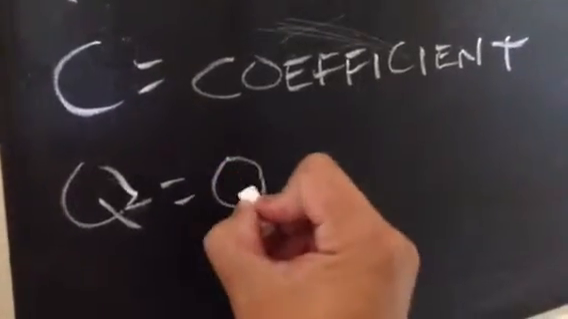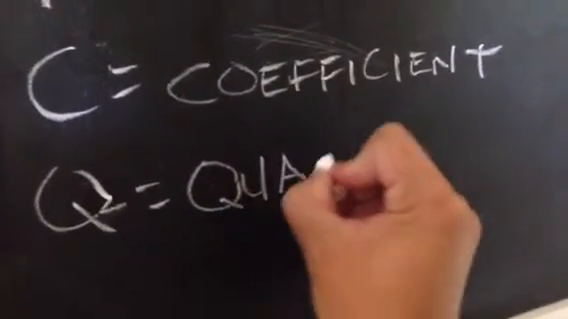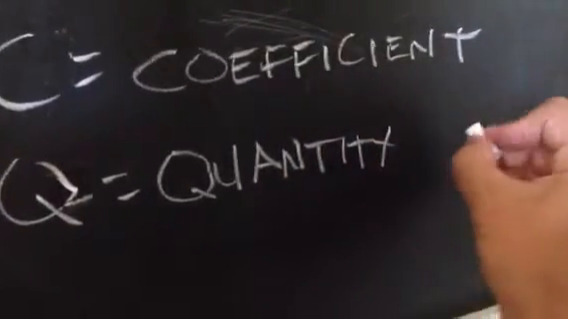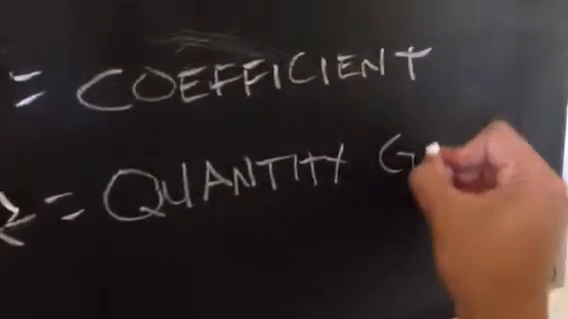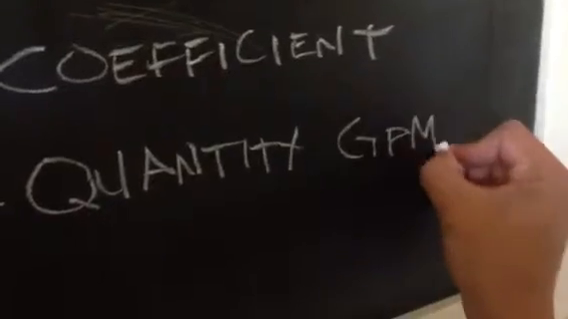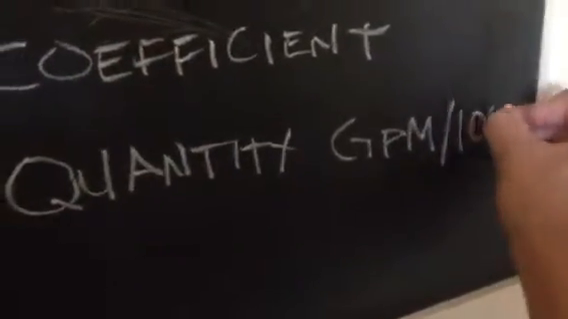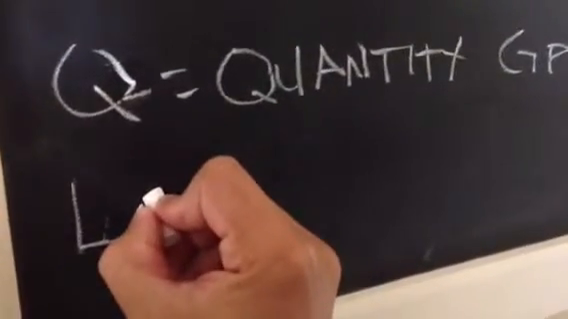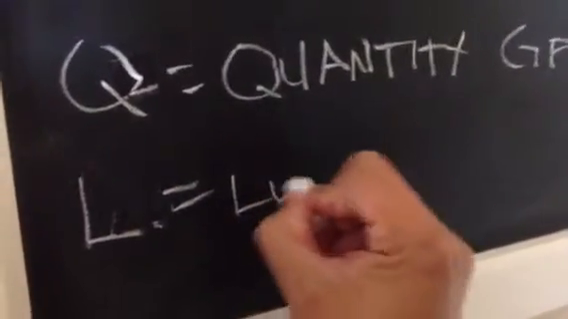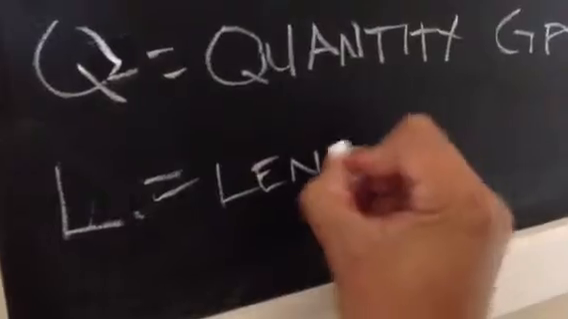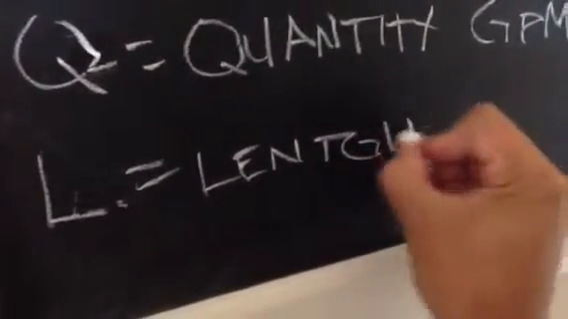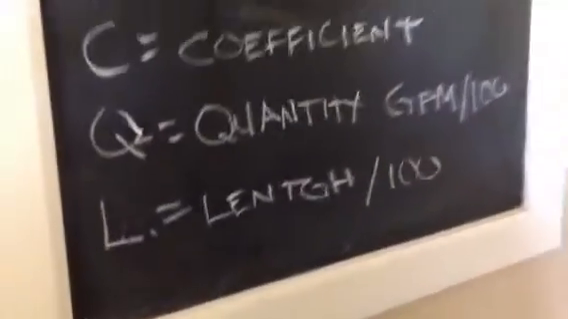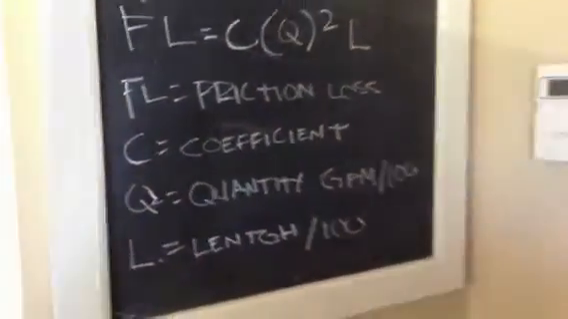Next will be quantity, which is represented in gallons per minute, divided by 100. Next will be length. L stands for the length of hose which the gallons per minute will be applied through, divided by 100.